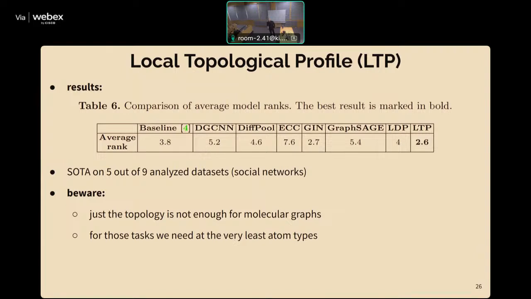Because it turns out graph topology is absolutely not enough for molecular datasets. For molecules, you really need, at the very least, the atom types. If you don't have that, well, for molecules, the shape is not enough. I mean, it's pretty obvious, but this is numerical proof that this is true. So this is the LTP method. You just add 3 more descriptors, you have 400 dimensions instead of 250, and this just works.